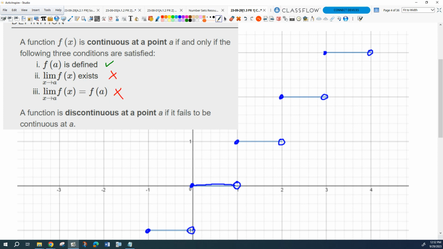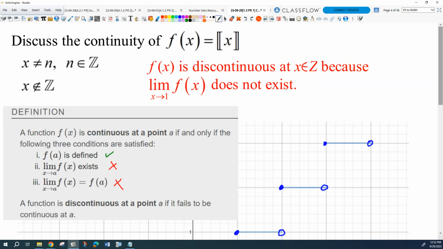So what's the earliest indicator? As we walk down that list of criteria, the first one it fails is number 2. The limit fails to exist. So that's why this function is discontinuous. There's no limit at any integer. I don't know why I said 1, I should change that to an n, where n is just any integer. Good?